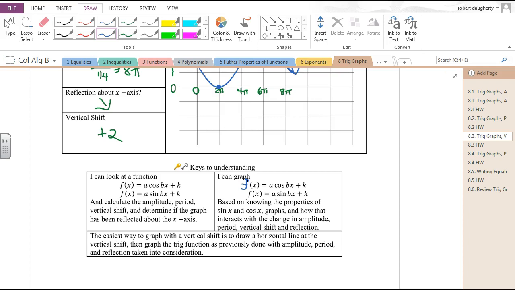Alrighty, so you guys have time to go ahead and get started on the homework, which is 8.3. And then, like I said, tomorrow is Experience the Arts, so we're not going to do a lesson. I'll check this homework when I see you guys on Thursday.